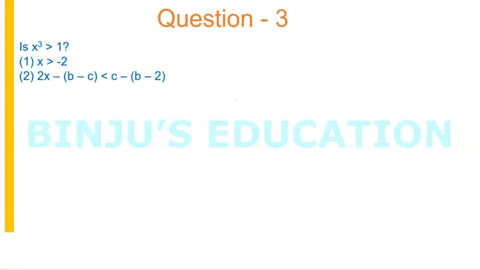Okay. So let's see what we have in this. Is x cube greater than 1? So we need x cube greater than 1. A couple of things that we can conclude from here is that the value of x has to be greater than 1. Now, why did I arrive at this conclusion?